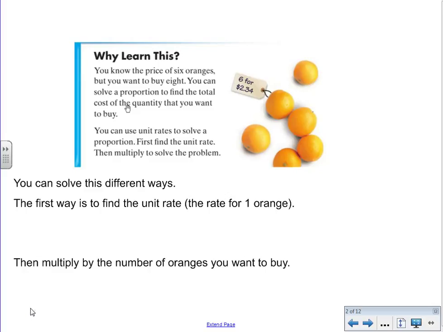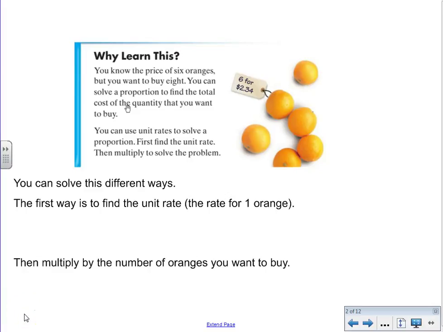The first way is to find the unit rate. Let's look at the problem from 4.4 section in the book. You know the price of 6 oranges, but you want to buy 8. You can solve a proportion to find the total cost of the quantity that you want to buy. You can also use unit rate to solve a proportion. First, find the unit rate, then multiply to solve the problem.